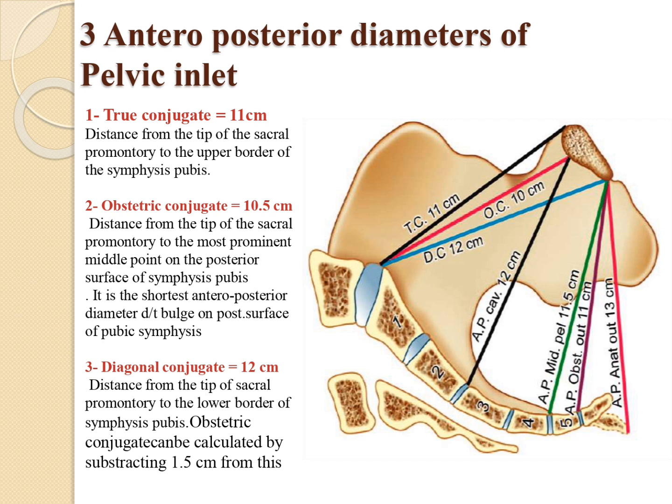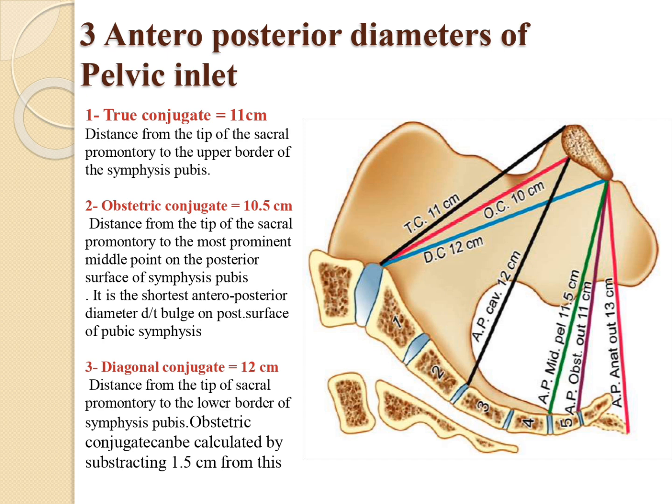This slide shows the three obstetrically important anteroposterior diameters of the pelvic inlet along with their measurements. First is the true conjugate diameter, which is 11 cm, and it is measured as the distance from the tip of sacral promontory to the upper border of the pubic symphysis, and it is anatomically important.